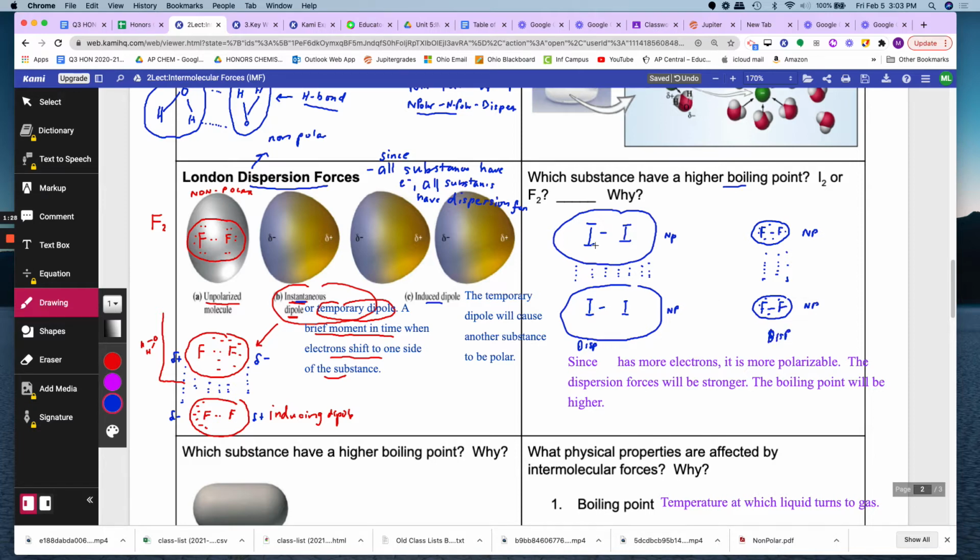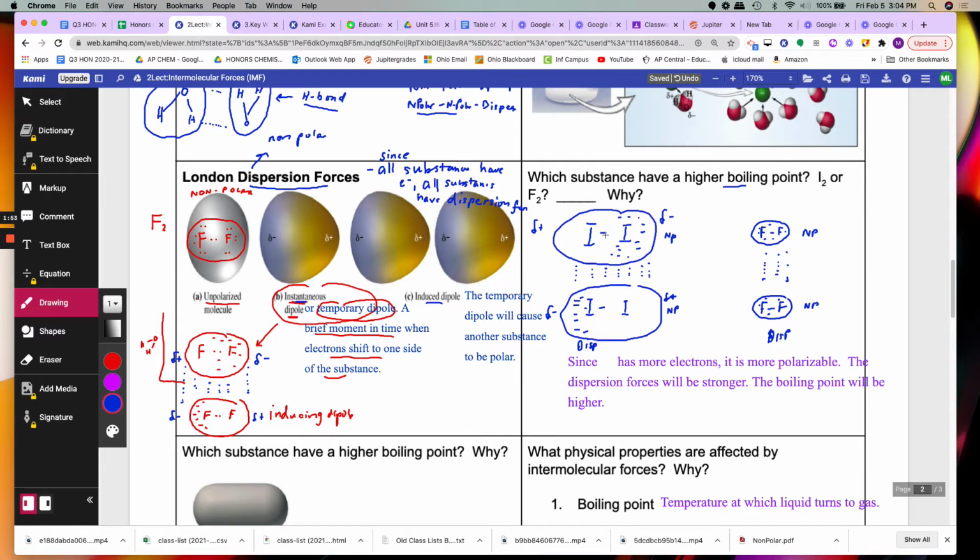Okay, so let's look here. In order for you to cause a dispersion force, you must move the electrons temporarily to one side, making this side temporarily partially negative, temporarily partially positive. Then these electrons on this I2 will be repelled to move to the opposite side, making this temporarily negative and this temporarily positive. Because of those temporary dipoles, you now have a dispersion force and it turns into liquid.